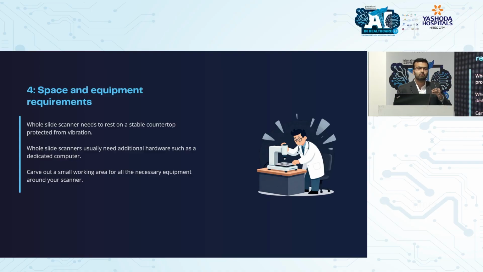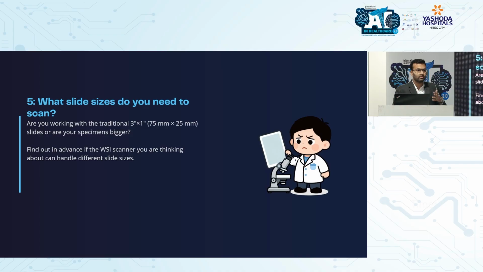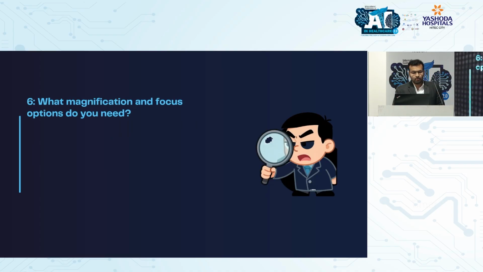Keep it away from places which produce micro dust particles. For example, your sectioning room where there is wax in the air, you need to keep it away from that. Then what size slides do you scan? The standard size is 3 inches by 1 inch. But are you dealing with larger slides? For example, in ophthalmology pathology, you have large sections, right? You need to find out if your scanner is capable of scanning those, if you're dealing with that kind of work.